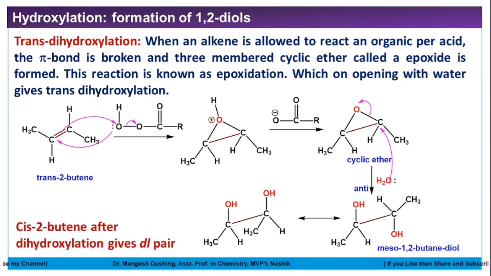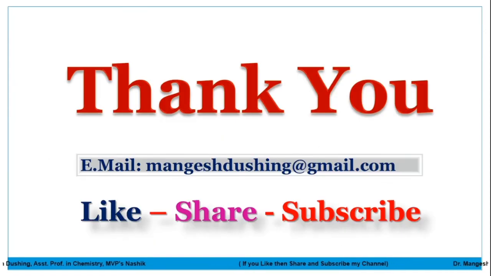So cis-2-butene after dihydroxylation gives the DL pair, that is, a pair of enantiomers. Thank you so much. Thank you for watching.